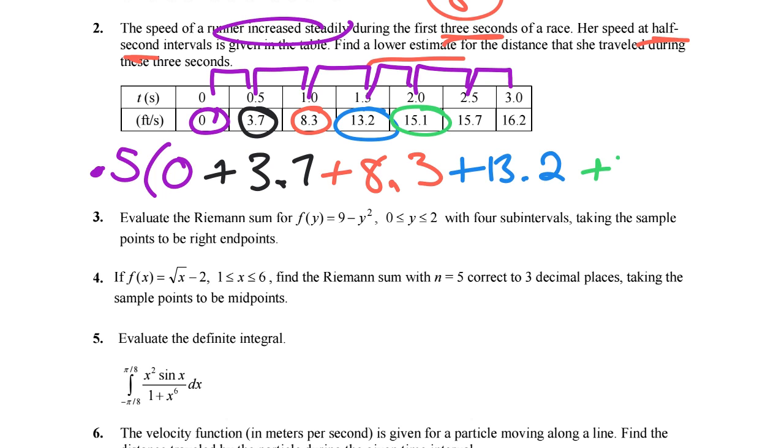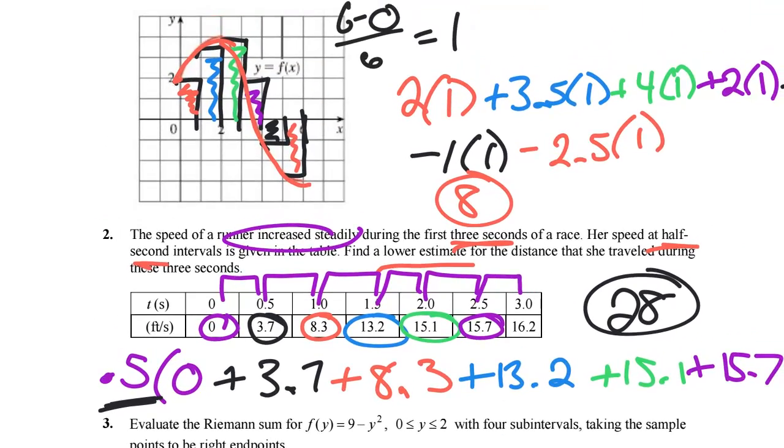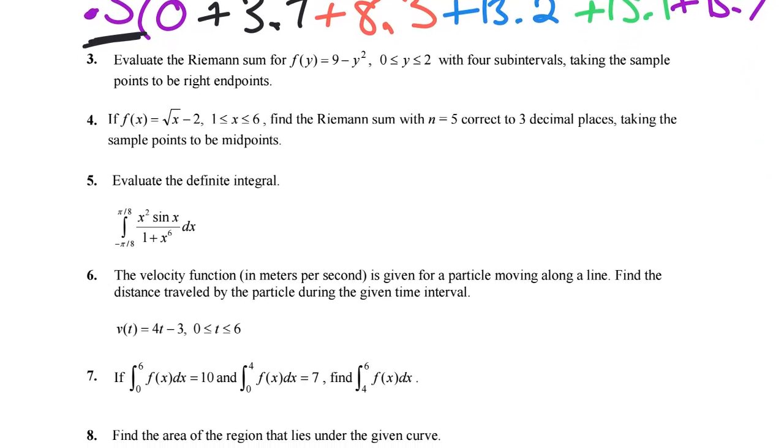plus a 13.2 plus a 15.1 plus 15.7, and then forget your delta x, okay? And that comes out to be a 28. So you had one where it was graphed, one with a table, and now one with an equation. So this one says to evaluate the Riemann sum for f of x equals 9 minus x squared, between 0 and 2 with 4 subintervals, and we're going to use the right endpoint.